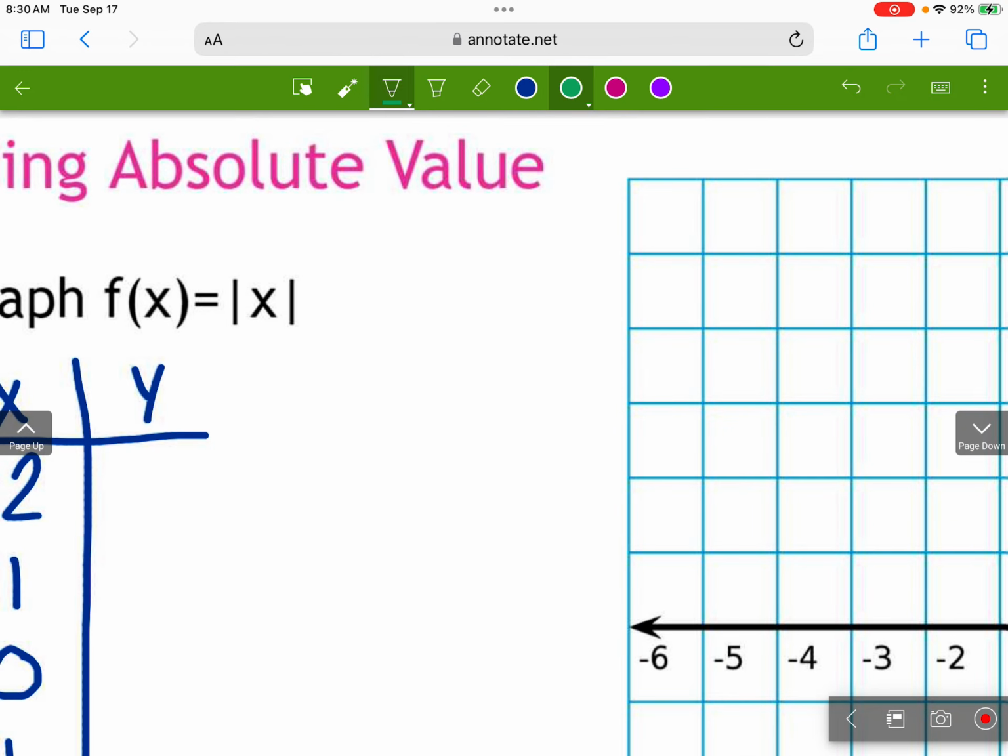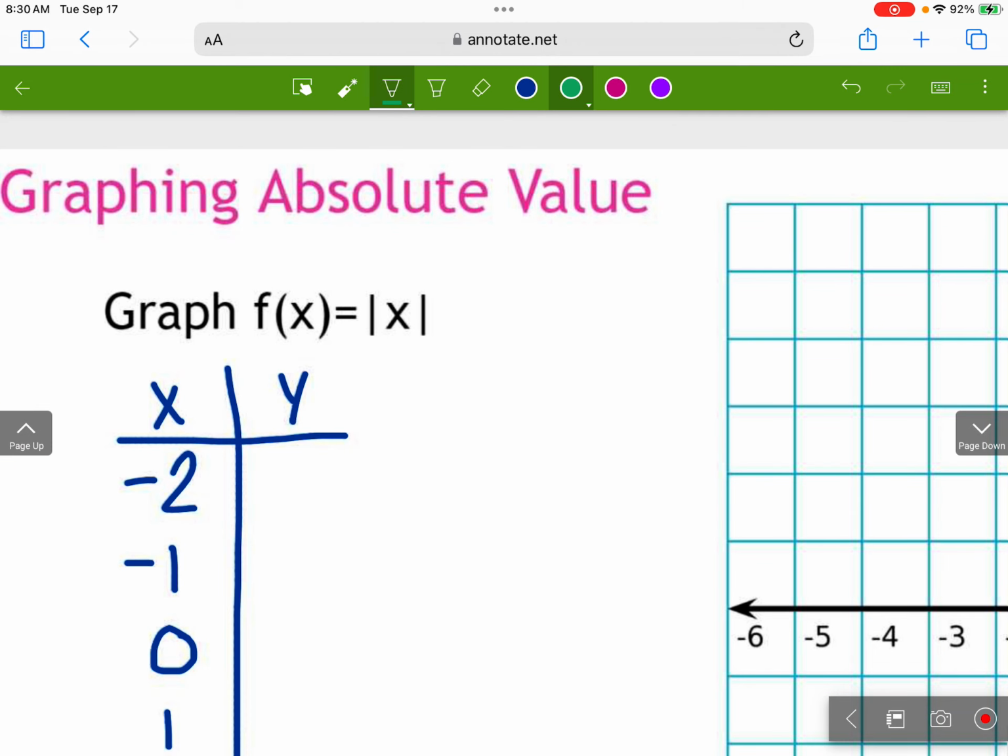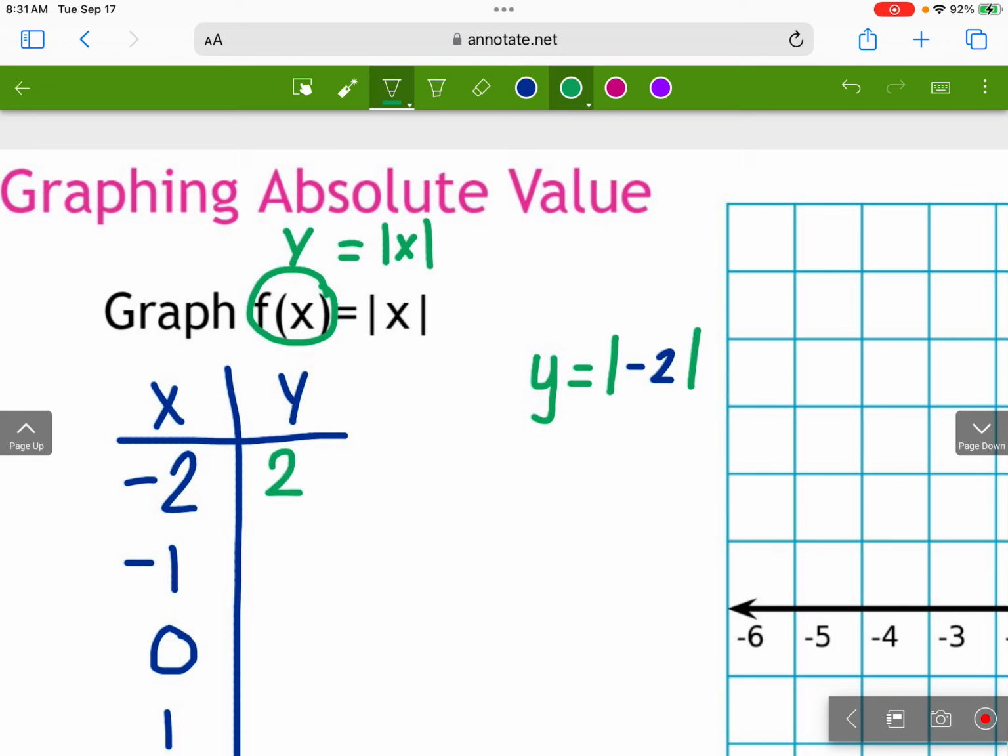All right. So what we're going to do is we're going to take our y equals the absolute value of x. Remember, f of x is just y dressed up in disguise. He's got a fancy mustache. If our x is negative 2, and we have the equation y equals the absolute value of negative 2, what is my y going to equal? Positive 2, because the absolute value of negative 2 is positive 2.